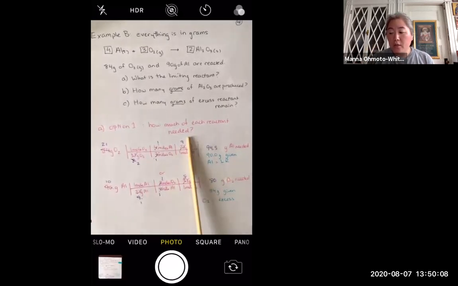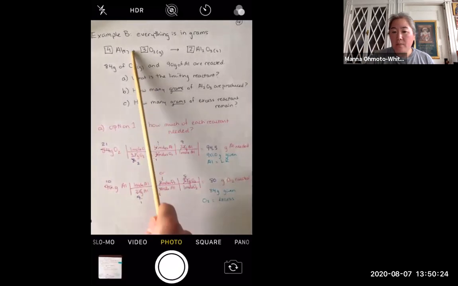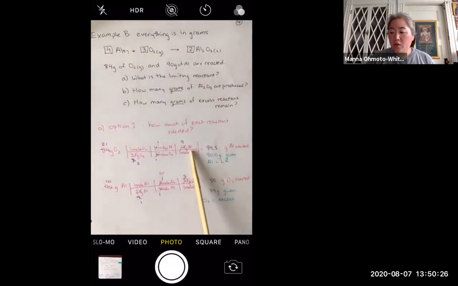Option 1, I will want to know how many grams of each reactant I would actually need. So I choose. I can either choose 84 grams of oxygen, and I set up my 3 conversions, converting grams of oxygen to moles, using the mole ratio as given in my balanced equation, and using the periodic table to find grams of aluminum. And I find that I need 94.5 grams of aluminum. I'm only given 90 grams of aluminum, so aluminum is the limiting reactant.